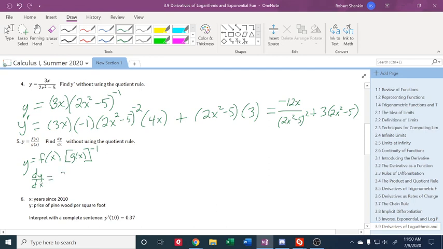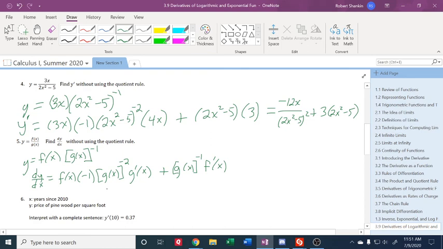Okay, now dy dx is first times the derivative of the second. Take the derivative of the second, we get this to the negative 2 power times the derivative of the internal function plus the second times the derivative of the first. Now I have two fractions.